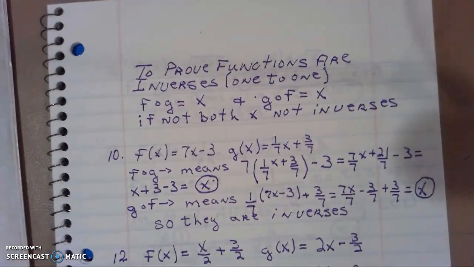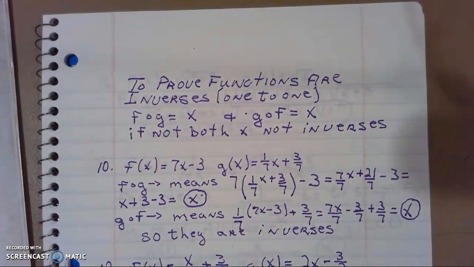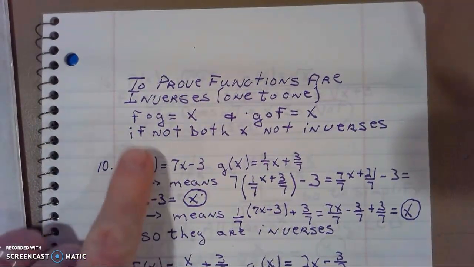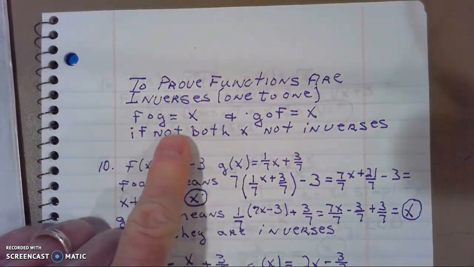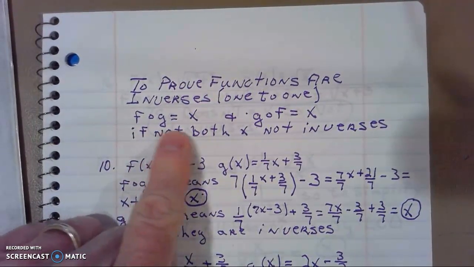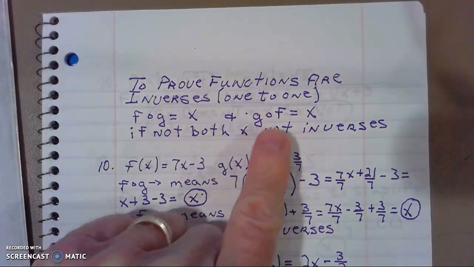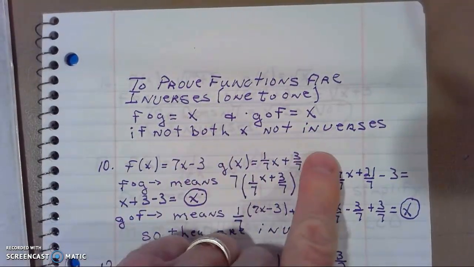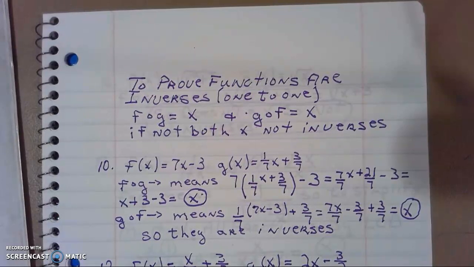Then the next group: to prove functions are inverses, or one-to-one, we find the two composite functions. First, f composite of g has to equal x, and g composite of f has to equal x. Then they are inverses of each other if that happens. If not, then they're not inverses.